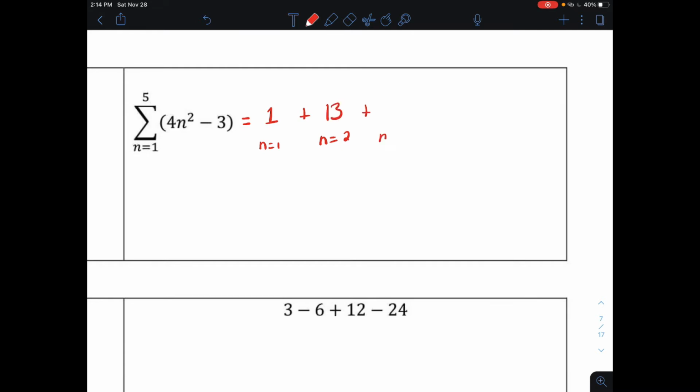And then plus, I keep going. Now I put in 3 for the n. So 4 times 3 squared minus 3 gives me 33. Plus, now I put in 4 for the n's. So 4 times 4 squared minus 3 gives me 61. And then we have to keep going until we get to that top number of 5. Put 5 in. 4 times 5 squared minus 3 is 97. So we expanded it. Now we add all of our numbers together, and we get 205.